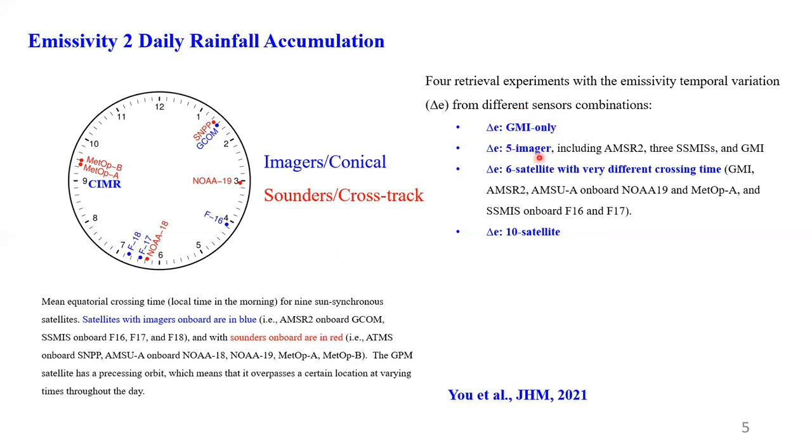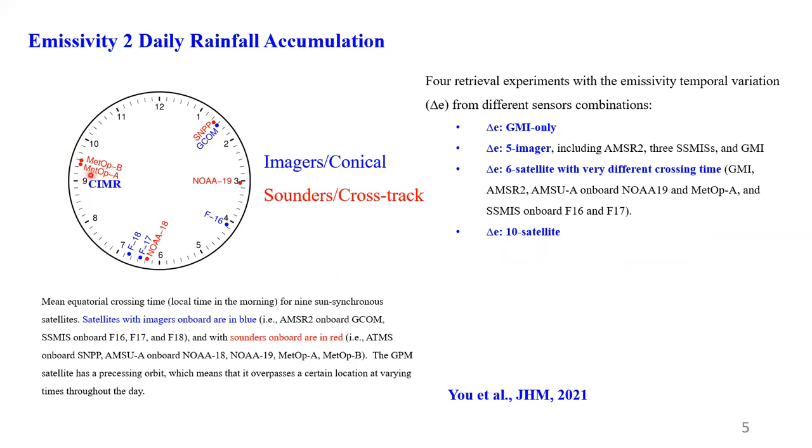The second one, we pick 5 imagers. The third one, we select 6 satellites, but we intentionally make sure these 6 satellites have very different crossing times. By doing so, we can capture the emissivity diurnal variation. The last one is the 10 satellites. We use all 10 satellites.